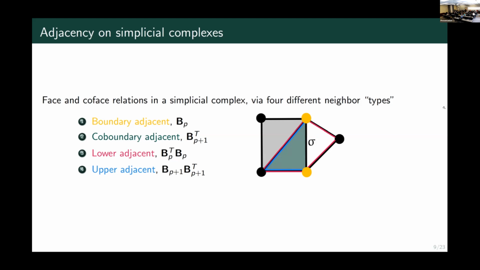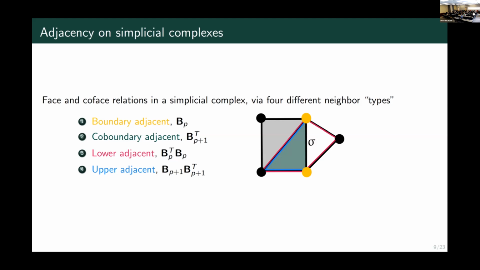And so this lower adjacent definition is actually the direct generalization of graph adjacency. So if you think of 2 vertices on a graph, we know they're adjacent if there's an edge connecting them. That's upper adjacent. But for upper adjacent, if there's 2 vertices on the graph, we know that they're adjacent because they have a higher dimensional simplex that connects them. So you can generalize that to higher dimensions with this upper adjacent definition given by the combination of these 2 boundary matrices.